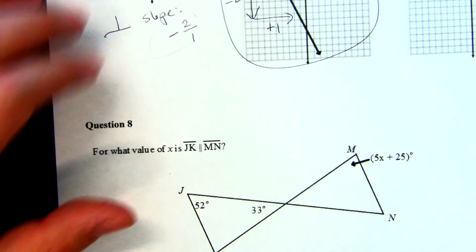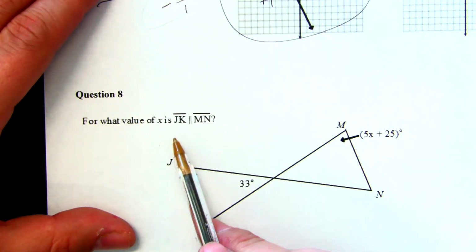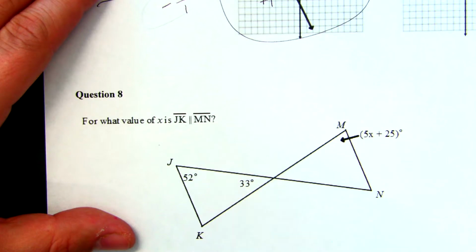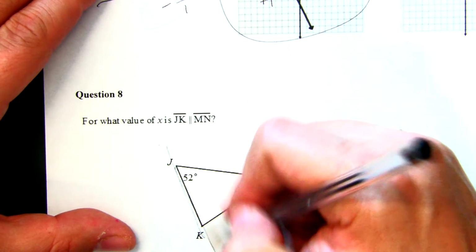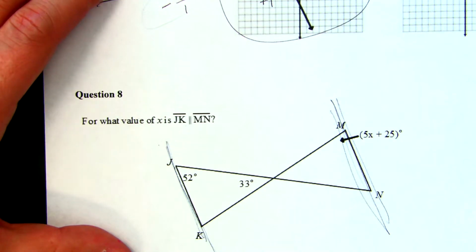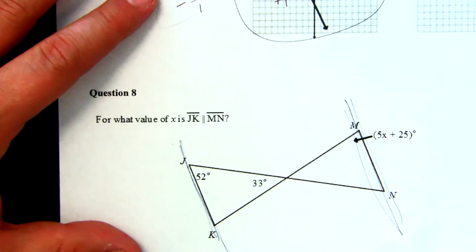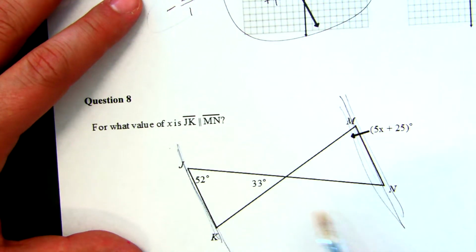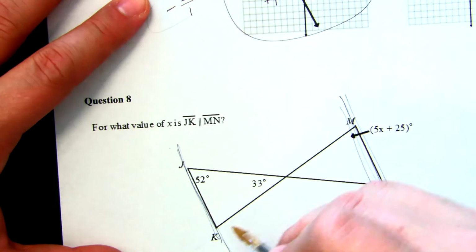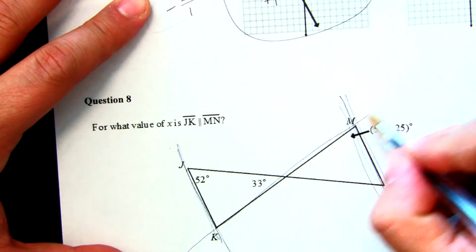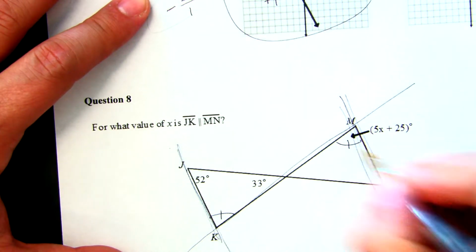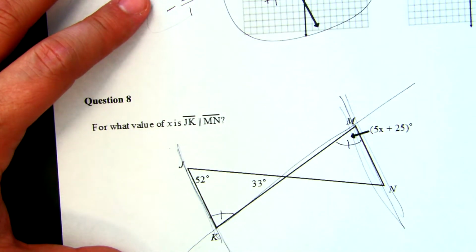All right, number 8. For what value of x is JK parallel to MN? So here's JK, here is MN. Well, how is this supposed to work? A couple of things I think you're supposed to do here. One is you want to remember that if JK and MN are parallel, then KM is going to be a transversal, which means that this angle should be congruent.